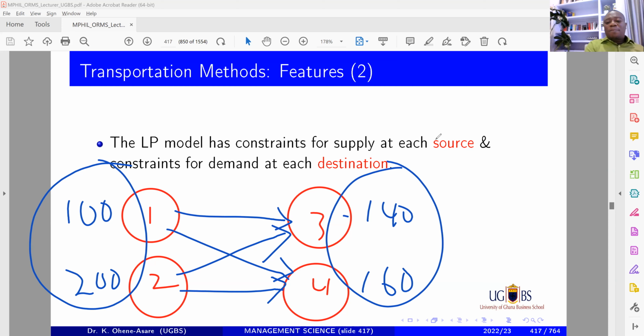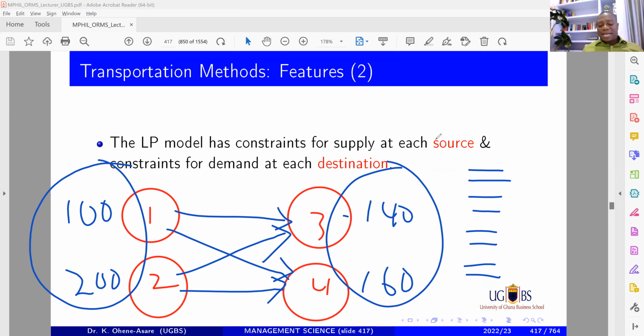When the total supply equals the total demand, we have a balanced transportation model. And now listen. In that balanced transportation model, all the constraints are going to have equal to, because we have a balanced transportation model.